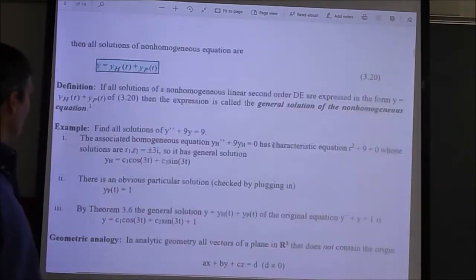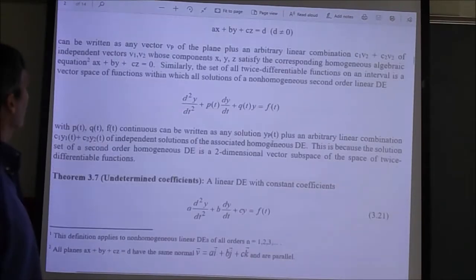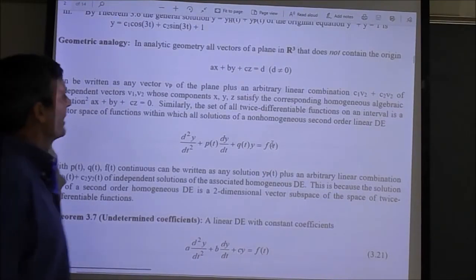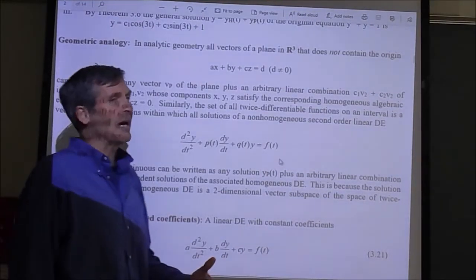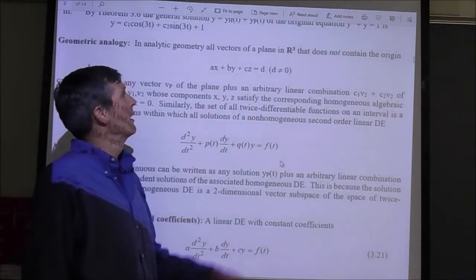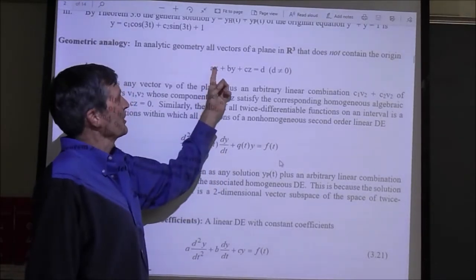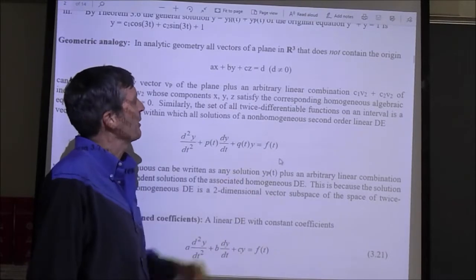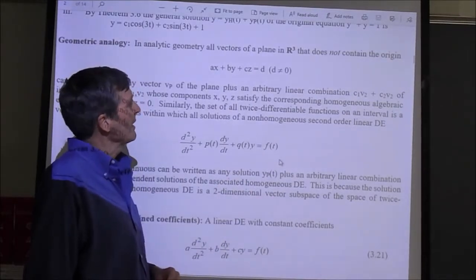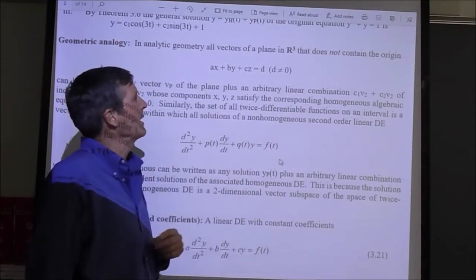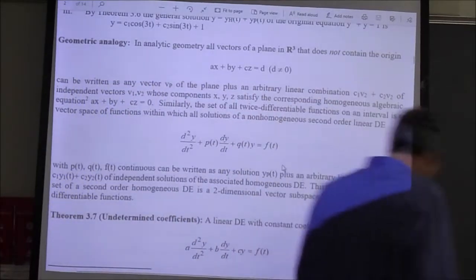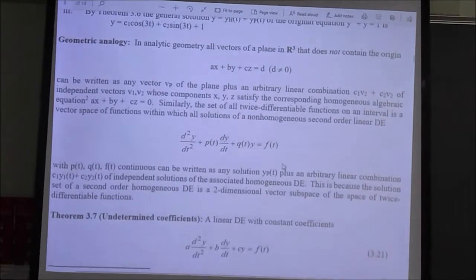I want to compare it to something down below here. Let's see. Geometric analogy. Suppose you have in linear algebra a plane, right? It has this general equation: ax plus by plus cz equals d in 3-space. A plane in 3-space. This is a general plane. How can you get to any point on the plane? One way you did it, maybe I should draw a picture here. Goes this way.